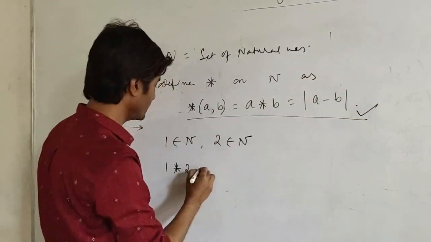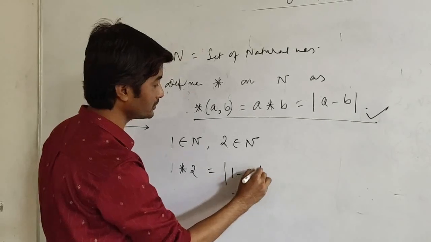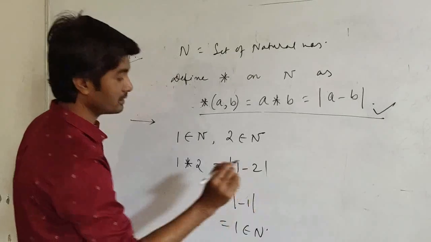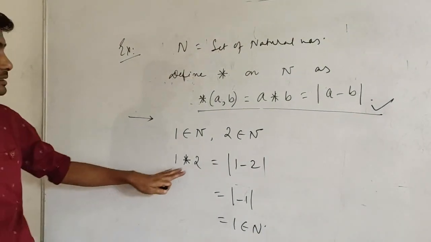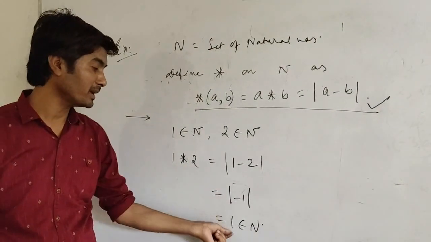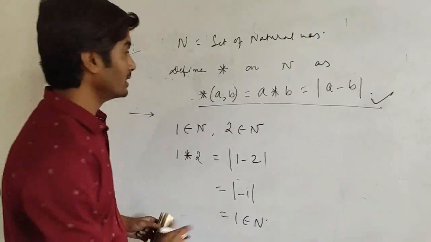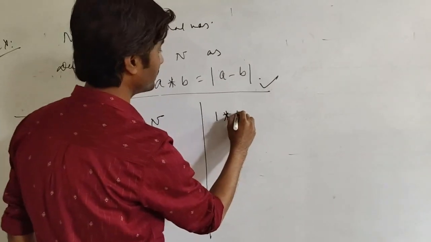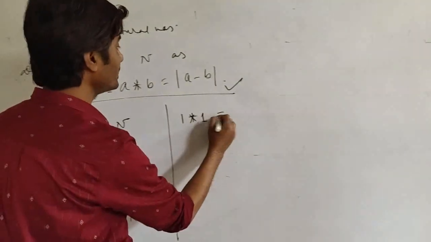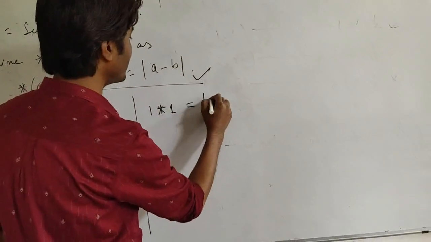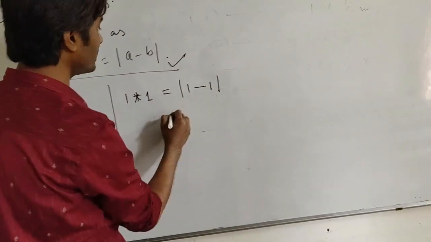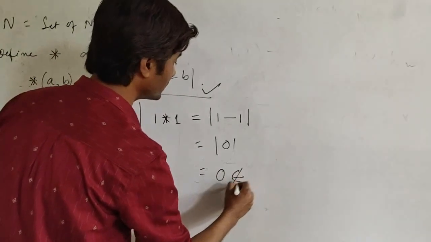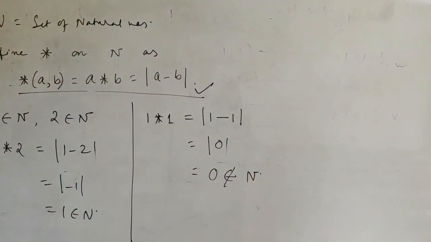Modulus of a minus b. Put the value here: 1 minus 2, modulus of minus 1, which is 1, is again in the set N. Therefore 1 star 2 will have an image which is 1. But suppose I take 1 star 1, then following this definition, this will have image modulus of 1 minus 1, which is modulus of 0, equal to 0, but this 0 is not in the set N of natural numbers.